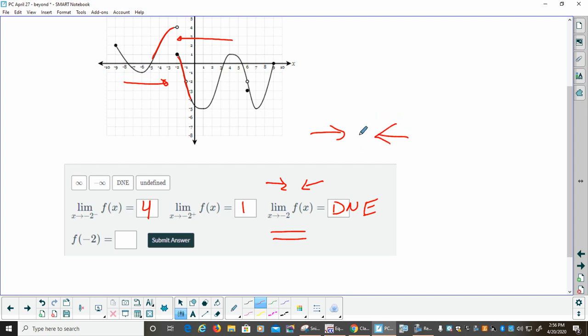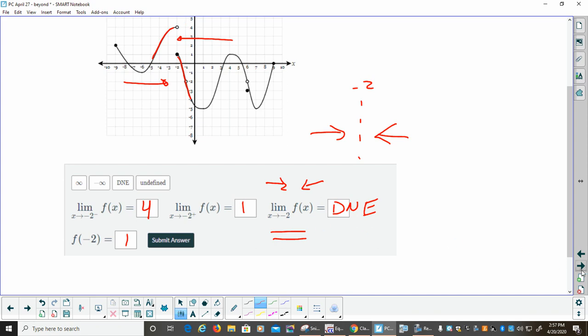You're approaching the value of negative 2 from both sides is what this is telling you. When there's no little symbol up there, it has to come at it from both sides at the same time. So in other words, you ask both of these questions, and if they match, you give that answer. If they don't match, it does not exist. What is f of negative 2? 1, because it's a closed circle there. If this one was closed, then you'd say it's 4.